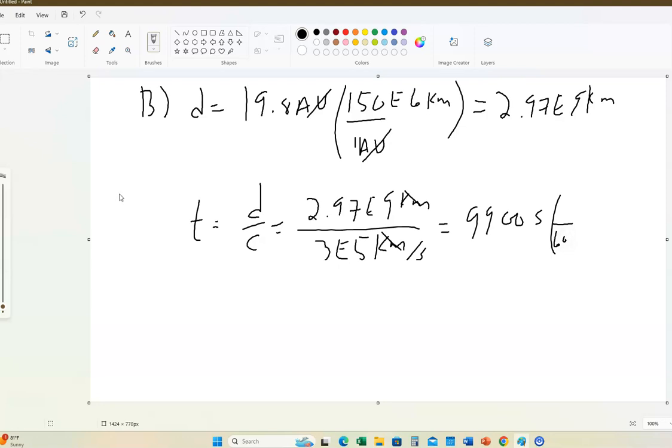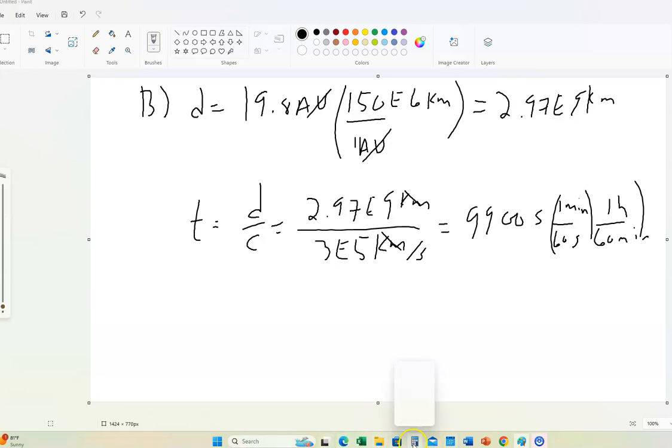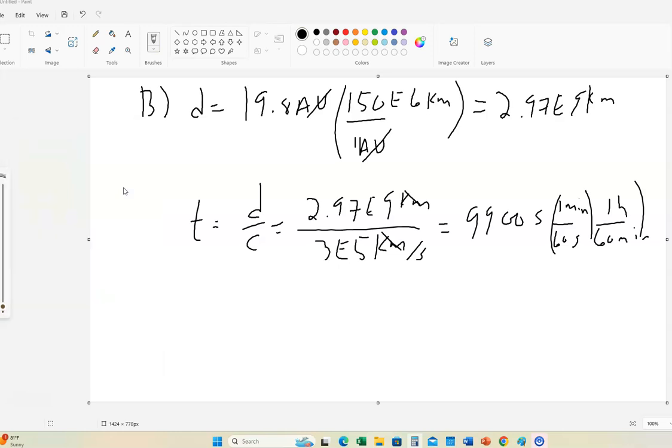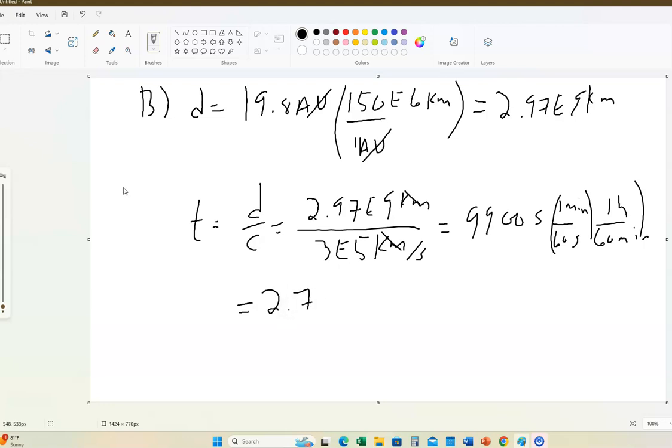Of course, 60 seconds in 1 minute, and there's 60 minutes in 1 hour. All right, so we just take this number that's already in my calculator, 9,900, which is right there, and we just divide that by 60 squared. All right, and there's the correct answer. So the number of hours it takes sunlight to get to Pluto would be 2.75. So it would be 2.7, that's a decimal, 5, and it's hours.